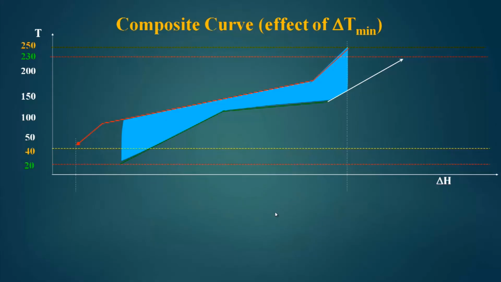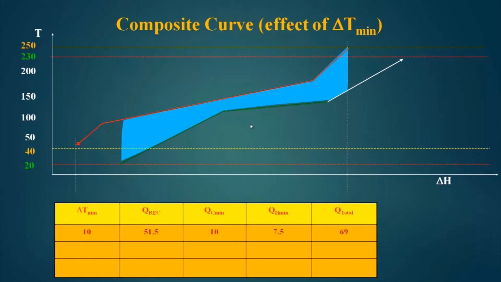Now, let us see what is the effect of delta T minimum. We know that if we shift the cold composite curve in the horizontal direction, we can change the delta T minimum value, and if we change the delta T minimum value, the amount of cold utility will change, the amount of hot utility will change, and Q recovery, which is the exchange shown by this blue area, will also change. That means, from this point to this point, this amount will also change.